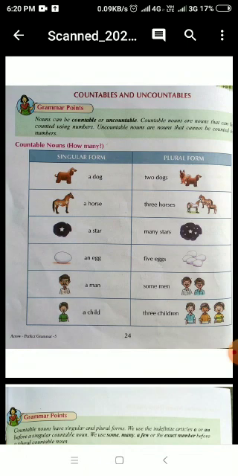Uncountable nouns are nouns that cannot be counted in numbers. For example, sugar, water, milk. Can you count it? No, you cannot count it. So the things which you cannot count are called uncountables.